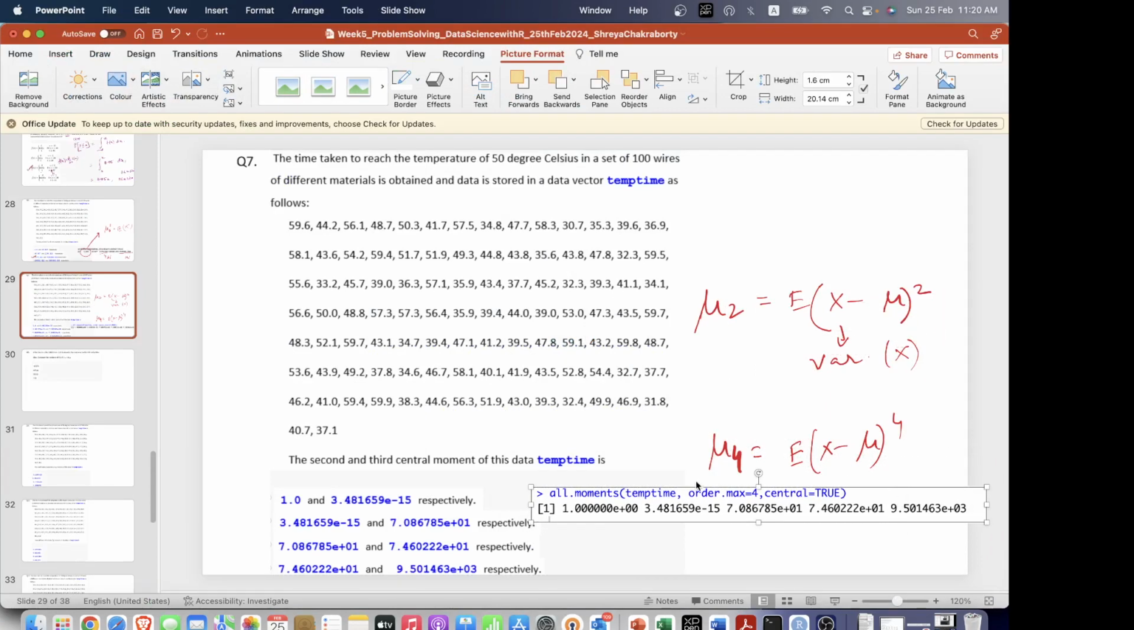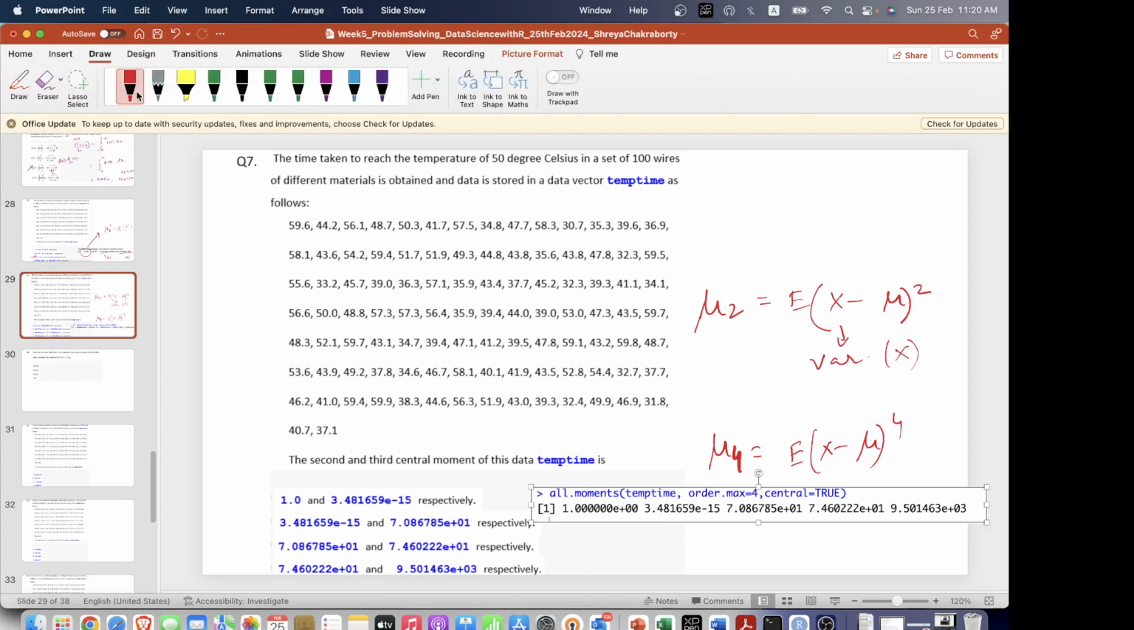This is the answer. So now the required values are second and third central moment. This is the 0th central moment. This is first, this is second, and this is third. So it would be this thing, 7.0867 and 7.46 into this one. This would be fourth.